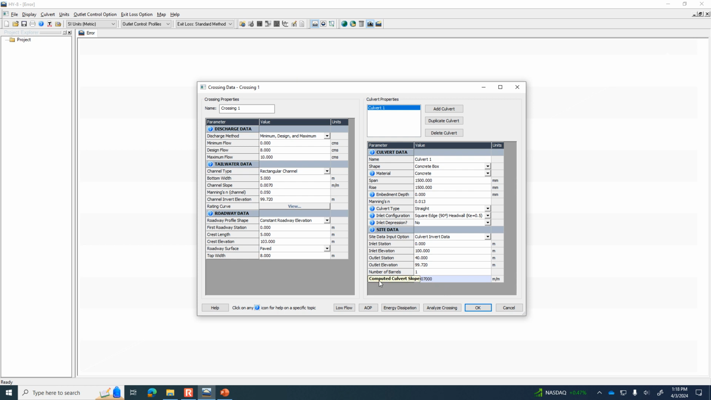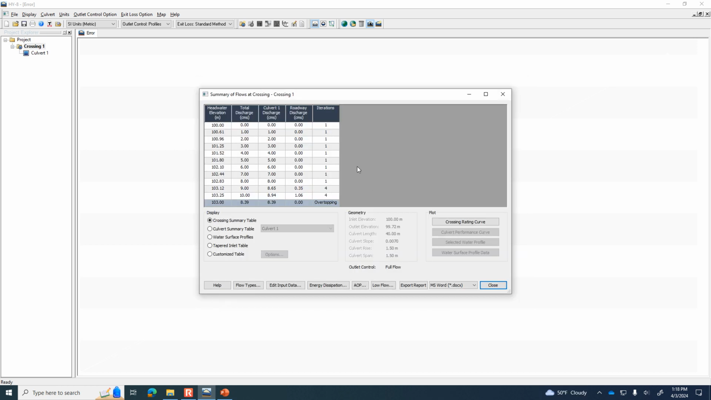All right, you can see it's computed the culvert slope to be 0.007, which confirms what we know from the problem statement, that we just want this culvert laid out on the bottom of the channel, and the channel has a 0.7% slope as well. So click Analyze Crossing, and let's see what this summary table tells us.